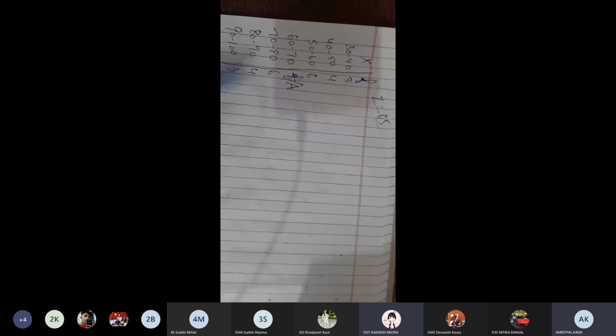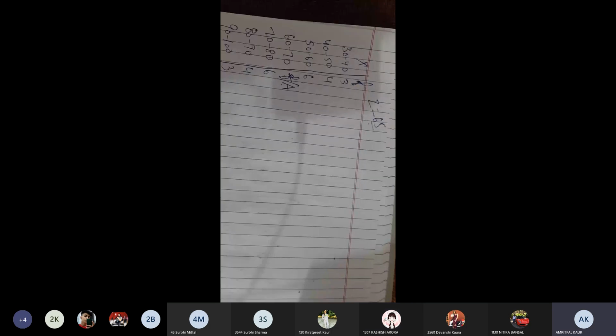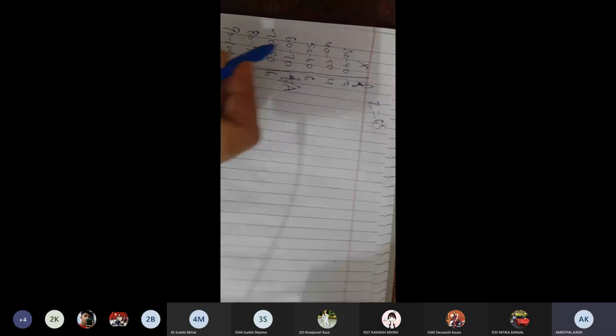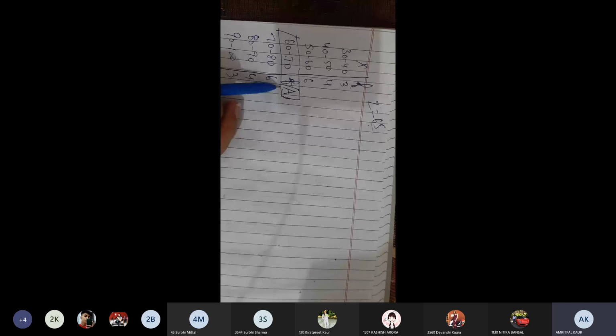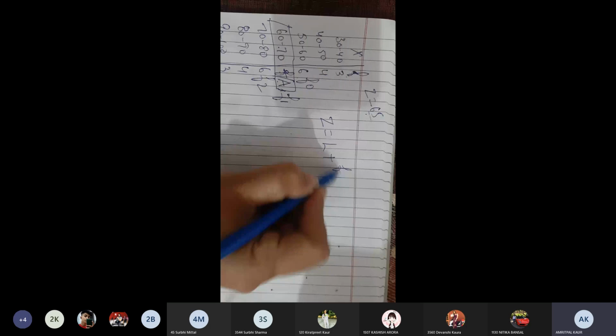60 to 70. Okay, so we will select this. Whatever the frequency is in front of 60 to 70, this will be f1, this will be f0, and this will be f2. Now we will apply the formula. Z is equal to L plus (f1 minus f0) over (2f1 minus f0 minus f2), into interval.